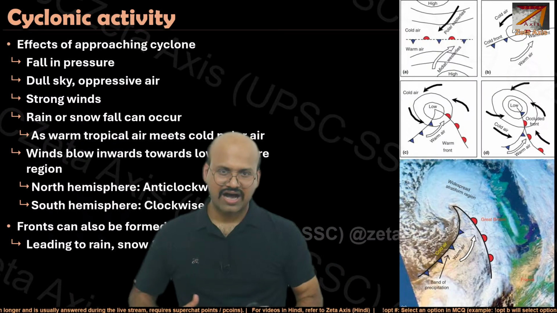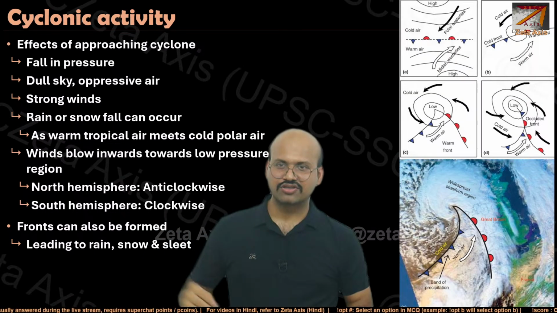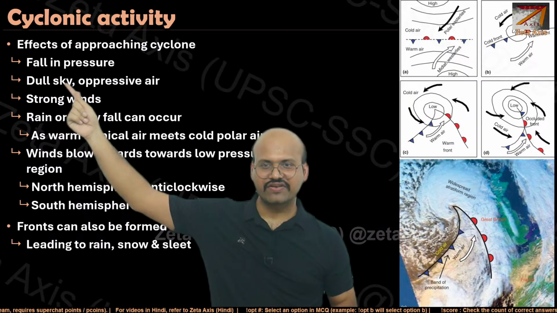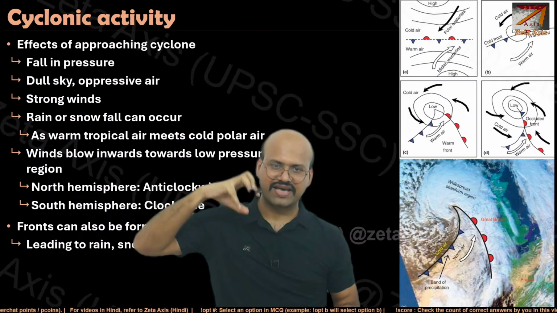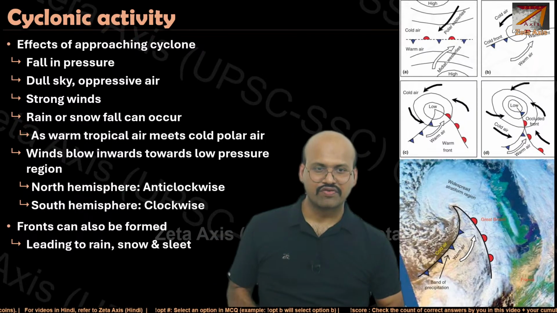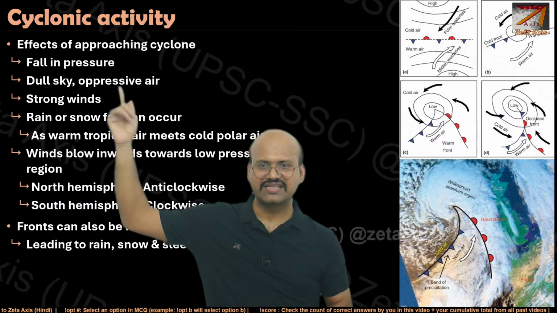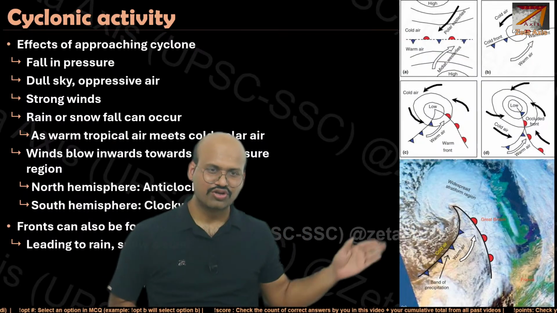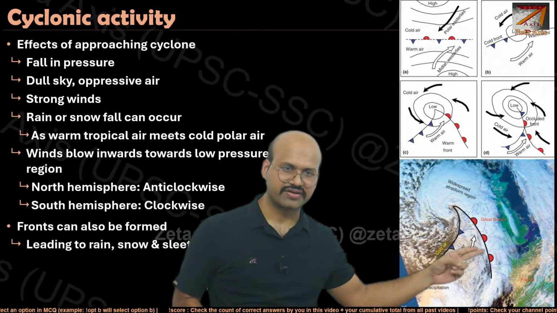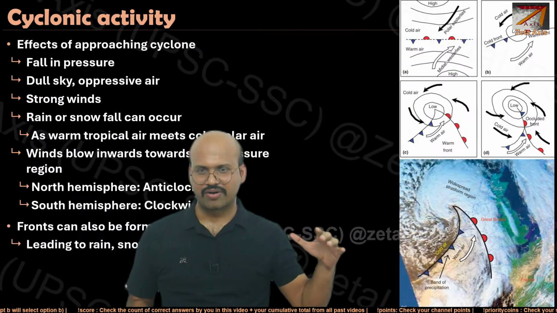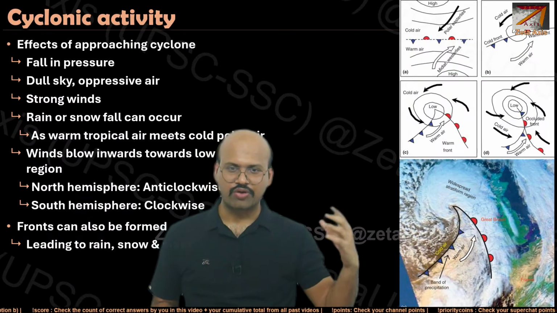Now we will see how this is created. So what are the effects of this approaching cyclone? There is a fall in pressure. Because they have a low pressure region in them, we will see a fall in pressure, dull sky, oppressive air. Dull sky means you will see that there are clouds. We know that there is this warm front which is moving over here. And because at the front the clouds are formed, we will see cloudiness, that is, a dull sky.